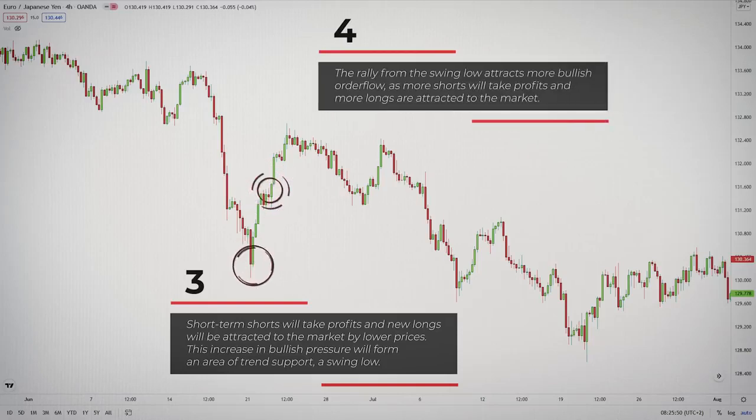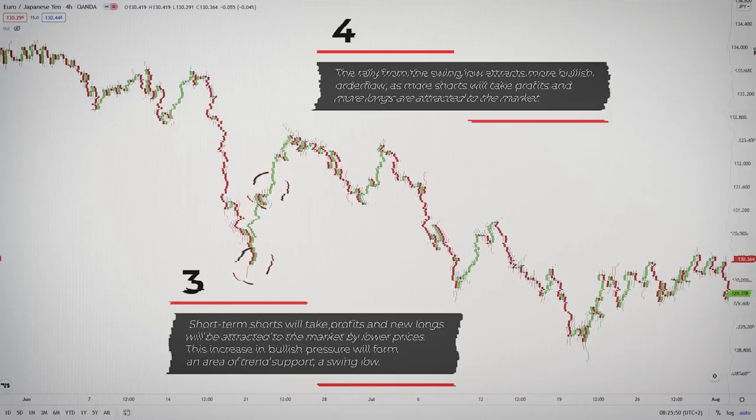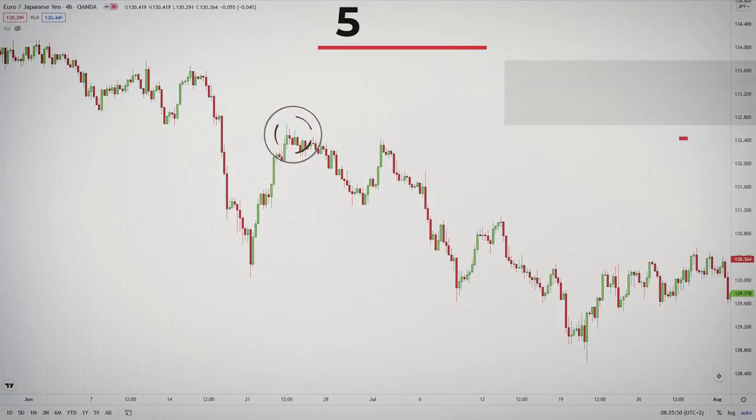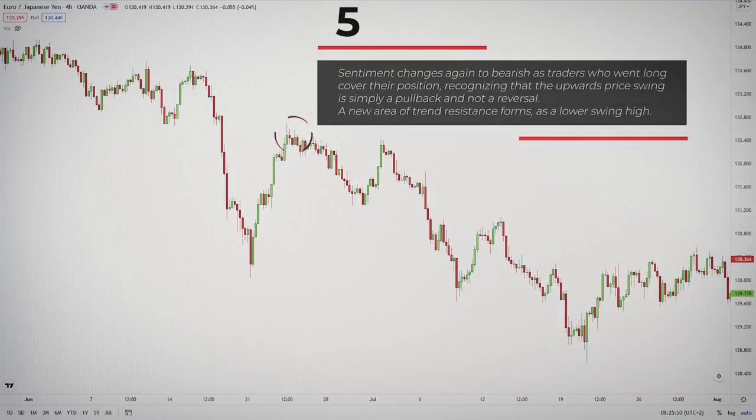The rally from the swing low attracts more bullish order flow, as more shorts will take profits and more longs are attracted to the market. Higher prices attract more selling. Sentiment changes again to bearish, as traders who went long cover their position, recognizing that the upwards price swing is simply a pullback and not a reversal. A new area of trend resistance forms as a lower swing high. Bearish sentiment again leads to price falling below this swing high, and the process repeats.